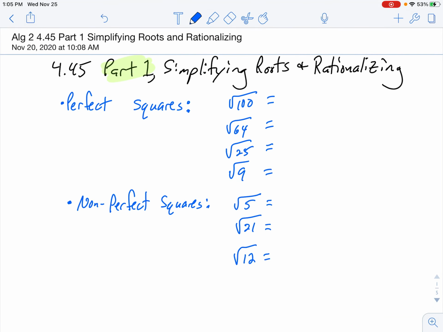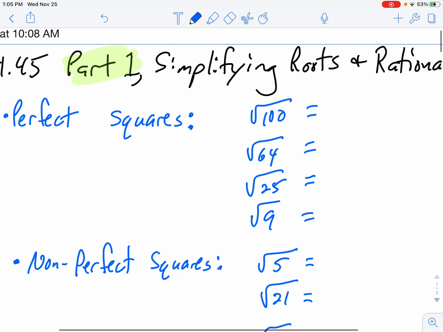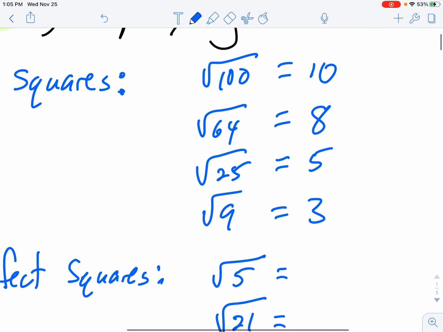Now, roots, as far as you've had to deal with them in arithmetic and basic math and basic algebra, even geometry, either you could simplify a root or you couldn't. So if you have a perfect square, like square root of 100, the answer is 10. 64 is a perfect square. The square root of 64 is 8. Same thing with 25. Square root of 25 is 5. Square root of 9 is 3. So if there are perfect square numbers and you're asked to take the square root, you just get an answer, and that's all there is to it.